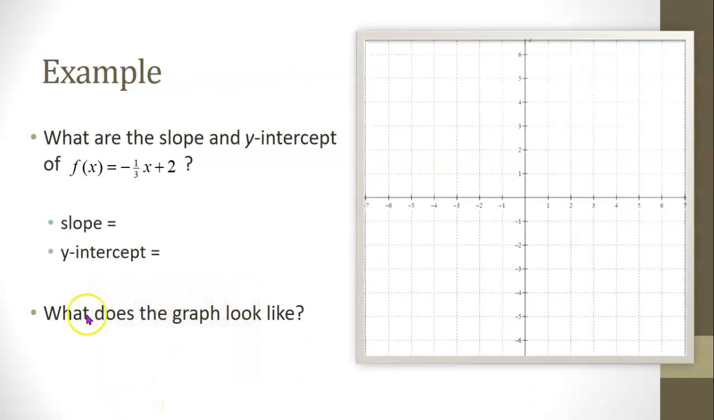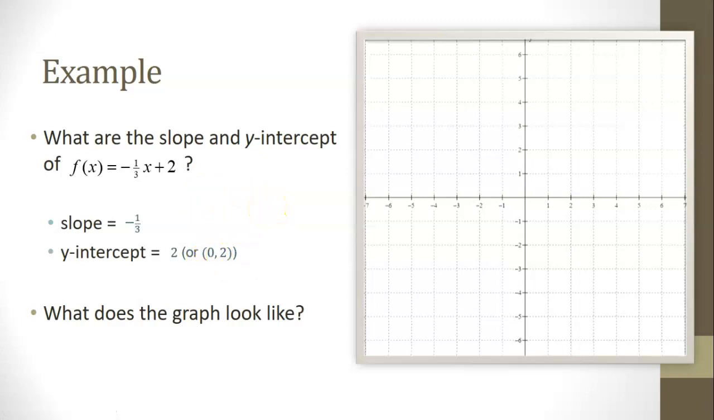Let's try another example. What are the slope and the y-intercept of f of x equals -1/3 x plus 2? So first of all, what's the slope? Louder, I can't hear you. Did you say -1/3? Good. And the y-intercept? 2, or the point 0, 2. I would accept either one.